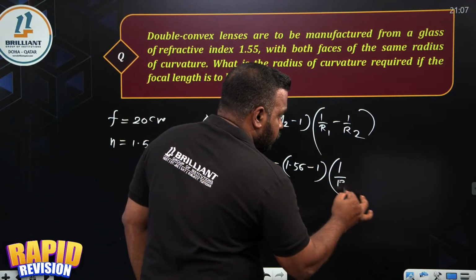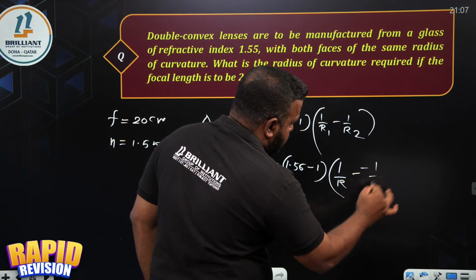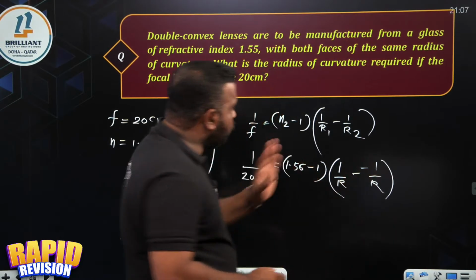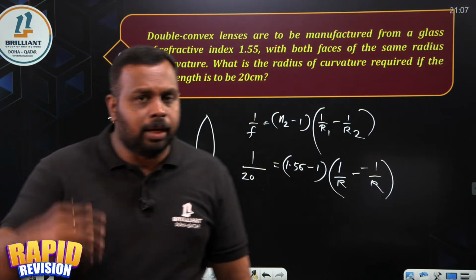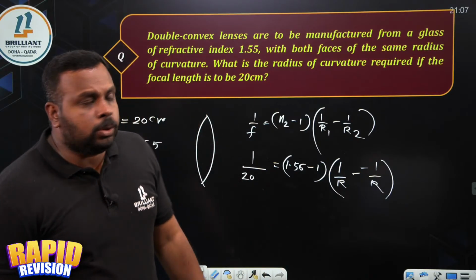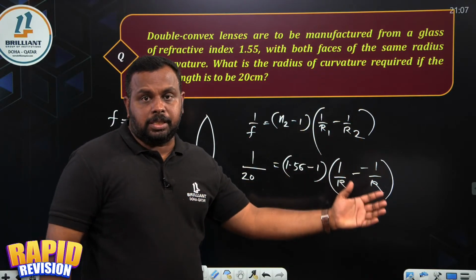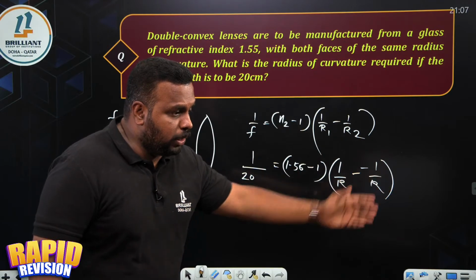R1 is positive, but R2 is negative. So we get minus, so 2 by R. Now the calculation is easy. Okay, calculation part I am leaving to you. So based on the question, please, once again I am telling you, be careful about the sign.